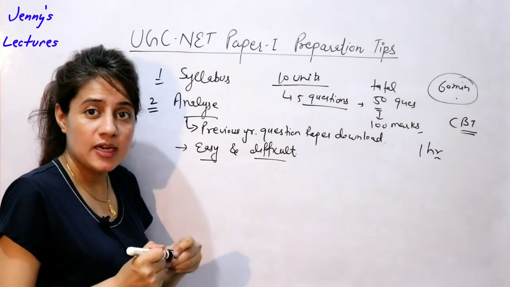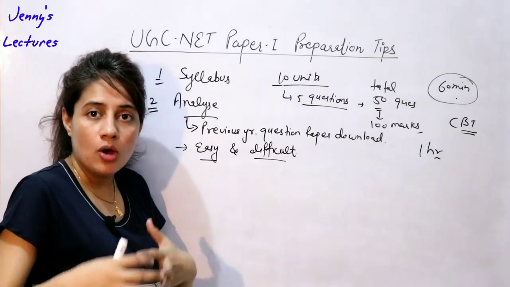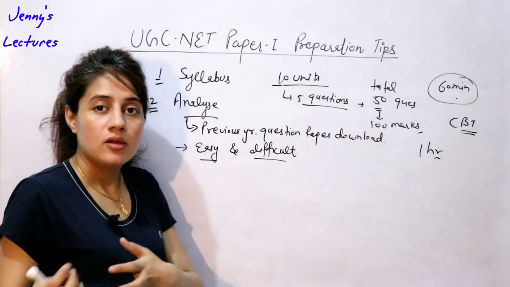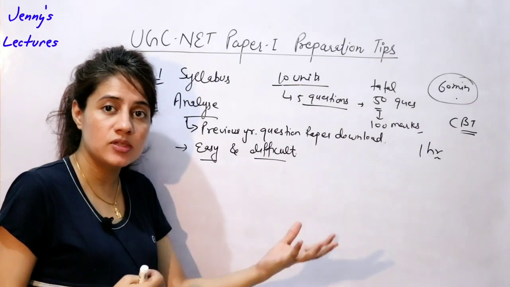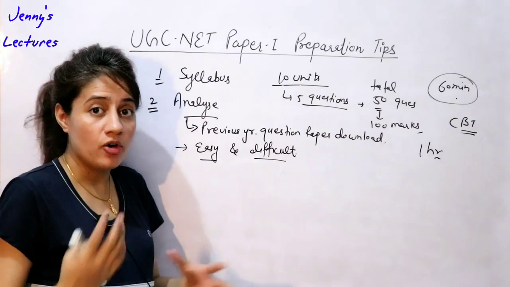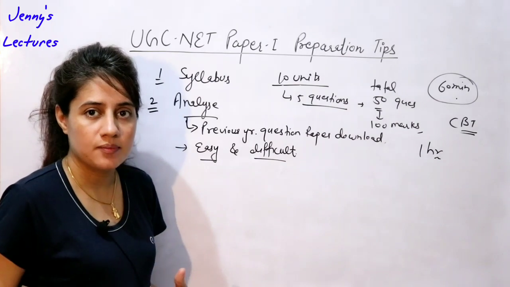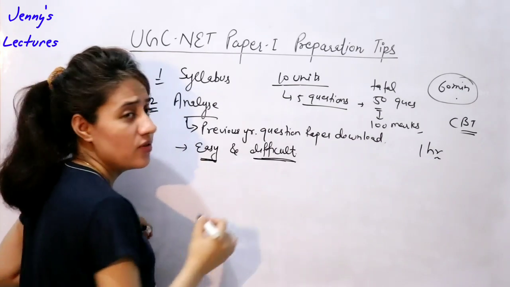See, the units would be something like teaching aptitude, research aptitude, communication, reading comprehension, ICT, higher education, and reasoning also, maths reasoning, logical reasoning, and people and environment, and government policies. These 10 units would be there, right? So according to that, you can decide which is easy for you and which unit is difficult for you.